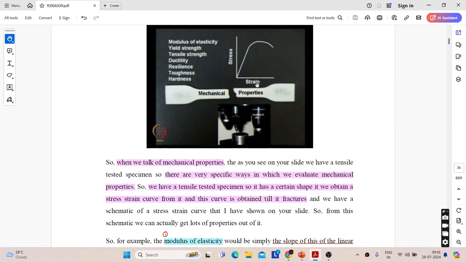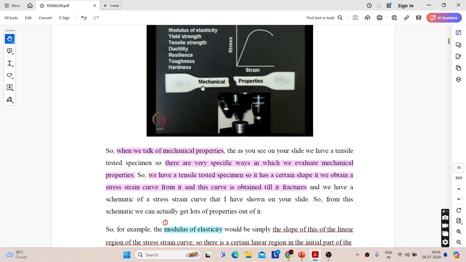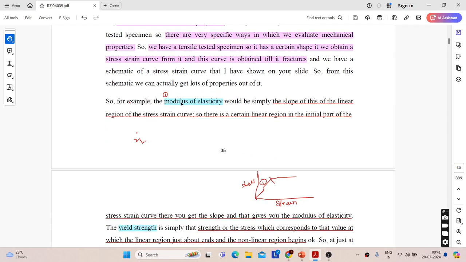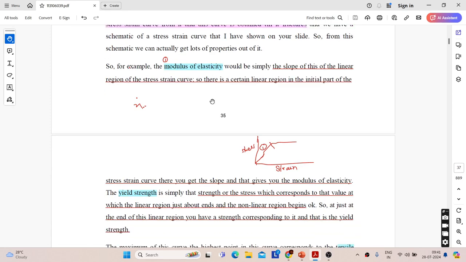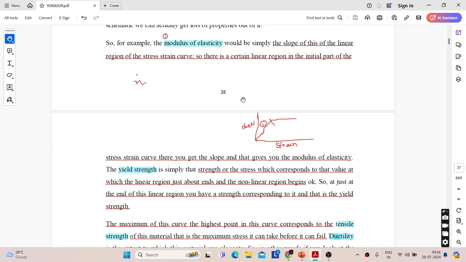Okay, now first we have to know a few terms: modulus of elasticity, yield strength, tensile strength, ductility, resilience and toughness and hardness. So we will go one by one. First one is modulus of elasticity. Modulus of elasticity means the slope of the linear region of the stress strain curve. If this is a stress strain curve, for example from here to here, wherever the linearity is there, that ratio of stress to strain we call the modulus of elasticity.